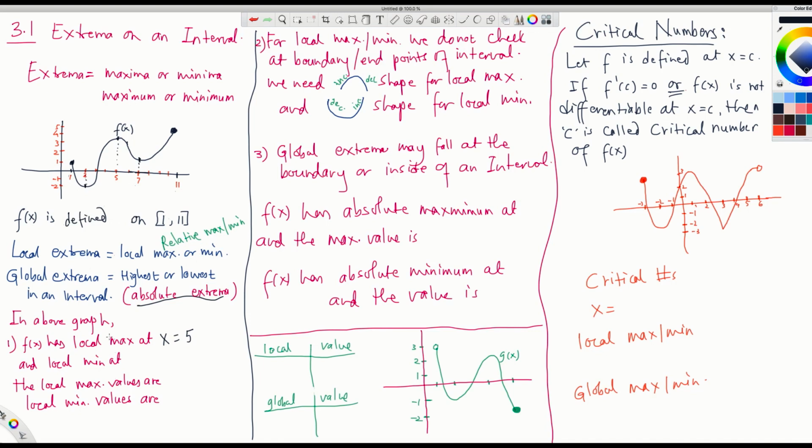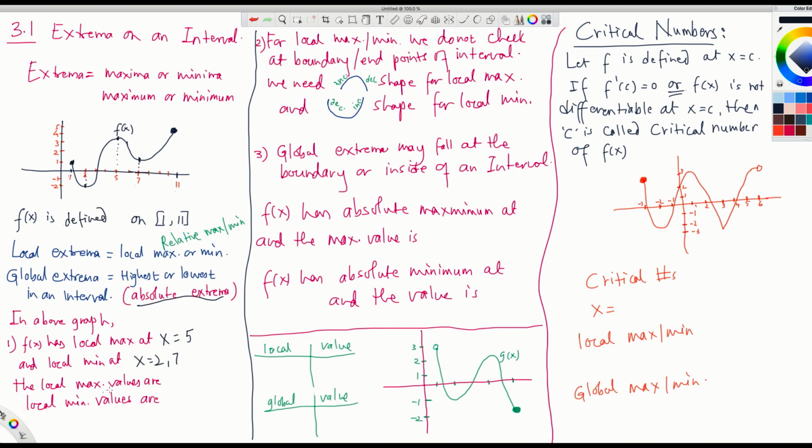So f(x) has a local max at x equals to 5, and a local min at x equals to 2 and then 7. Because at 2, the height is minimum for the surrounding points. At 7, the height is minimum for the surrounding points, right?